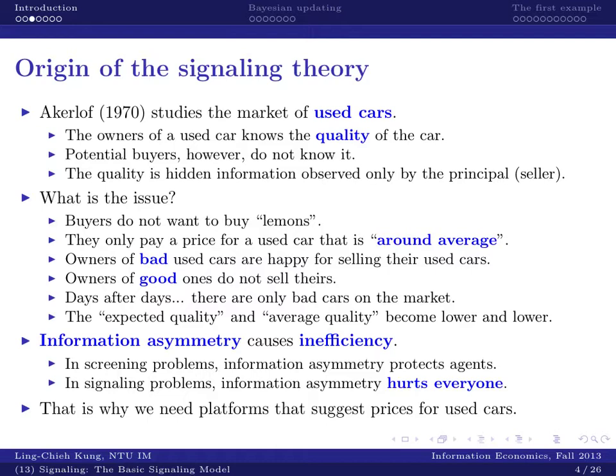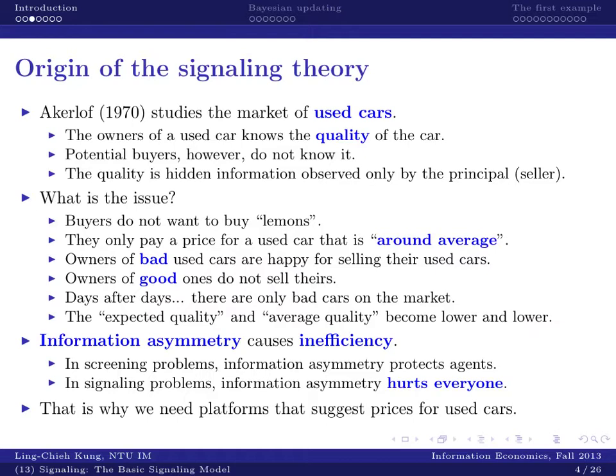Why? As a seller, if you have a good car, you do not want to sell it, and that's something we call being hurt by the information asymmetry. You have good cars, but you cannot sell them. However, if you are a buyer, you are also hurt because there are no good cars. The quality just becomes lower and lower. And why do we see this? Because of information asymmetry. Because the quality of those cars cannot be passed to the buyers.